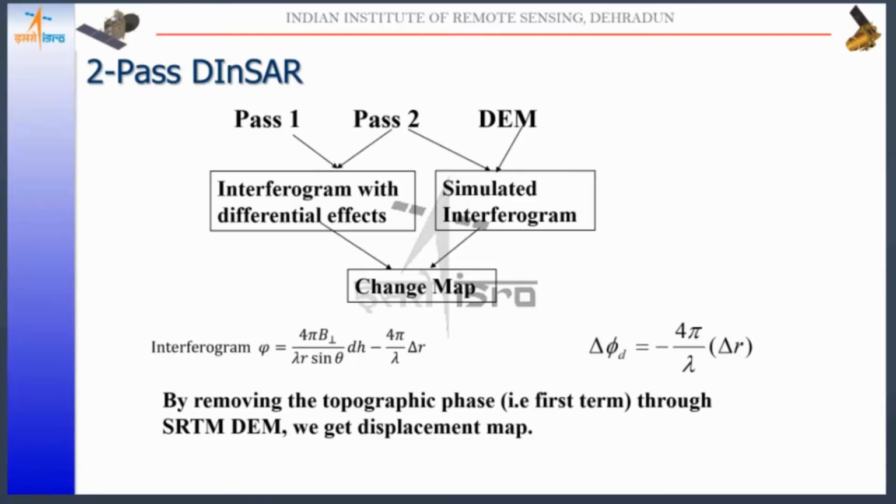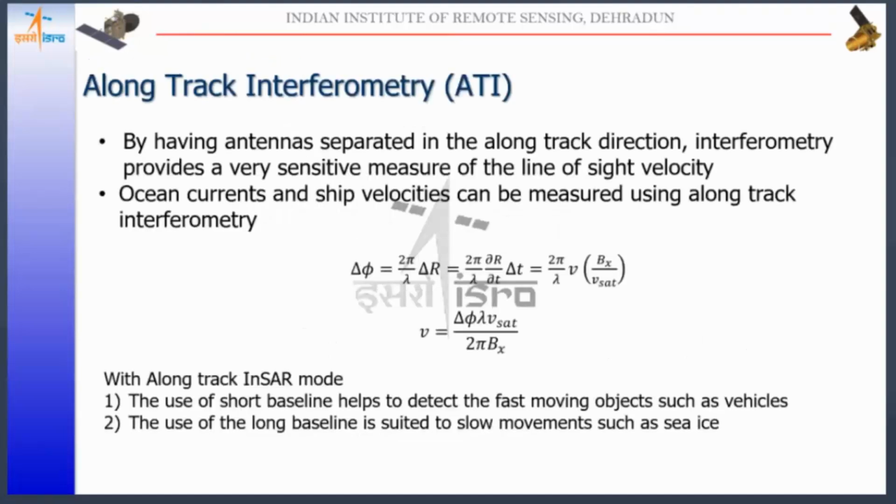Now, last is the along track interferometry. Up to now we have been talking about the across track interferometry, where we basically concentrate on deriving the height. So in the across track interferometry, we are finding the topography, or we find out the surface deformation. But in the along track interferometry, if the 2 antennas are separated in the along track, we can find out the velocity of different features, like ships or ocean currents.